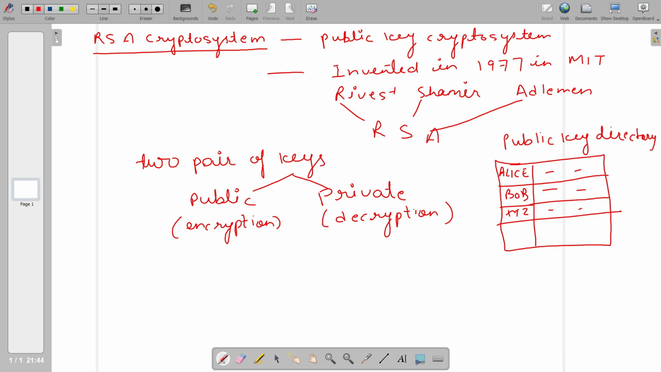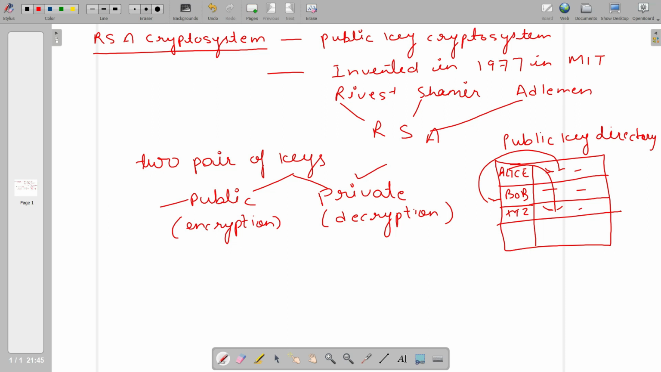Now let's say Bob wants to send a message to Alice. Bob needs Alice's public key, which Bob can receive from this directory. If Alice wants to send some message to XYZ, Alice can get XYZ's public key from here. This is known as a public key crypto system, because we have two kinds of keys, public and private. The public key is for encryption, and can be sent over an insecure channel also, and the private key is for decryption. Every party has its own private key.